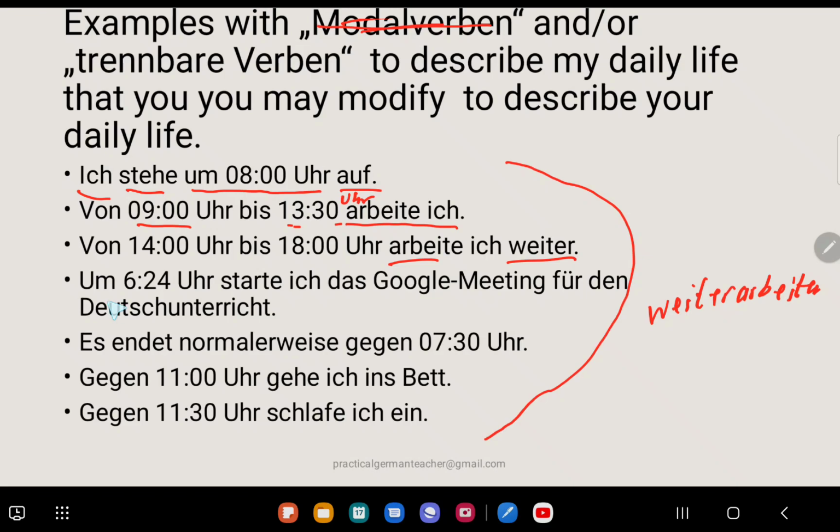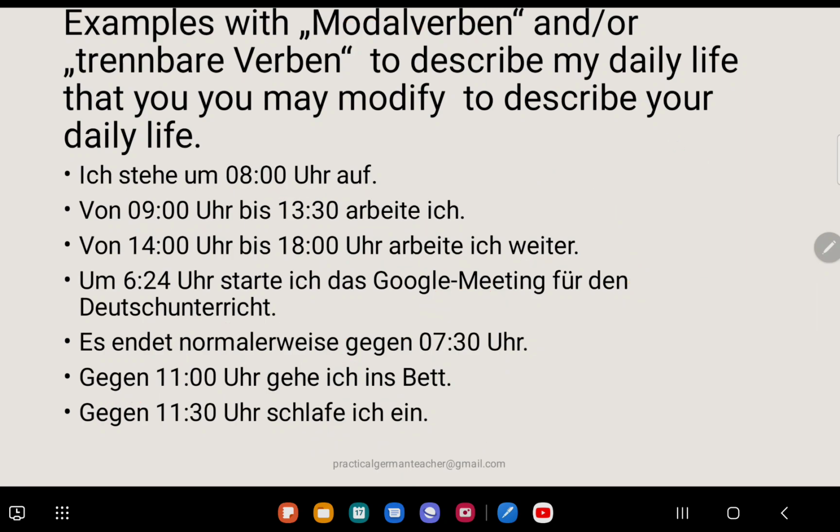Okay, and so on. For example, you can say es endet normalerweise gegen 7:30 Uhr. What is normalerweise? It's an adjective and it means normally or usually. For example, here I mean the German sessions that we had for the last batch. That was from 6:30 to 7:30. So es endet normalerweise gegen around 7:30. Then you can say gegen 11 Uhr gehe ich ins Bett. Gegen 11:30 Uhr schlafe ich ein. Okay.